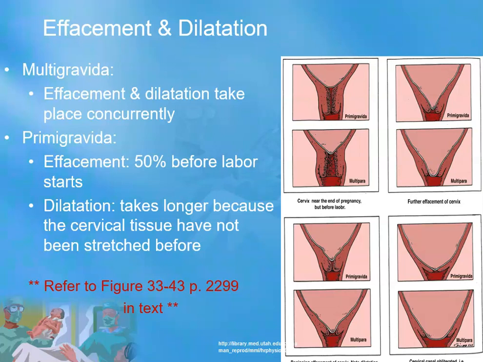So you can refer to figure 33-43 in your text on page 2299. You want to go back and look at that. As you can see in these diagrams, the cervix is nice and thick and long, but as the labor progresses, it shortens and it thins out. And that's where we get that percentage for the effacement. It effaces, or thins out and shortens.